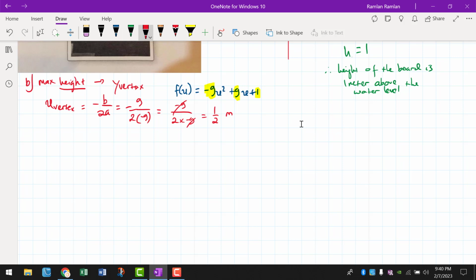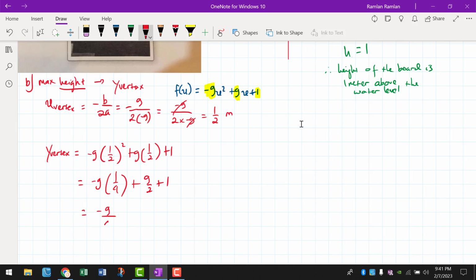Yeah, so what you're looking for is the y vertex. That means you need to plug that 1 over 2 into this equation, right? There will be minus 9 times 1 over 2 squared, plus 9 times 1 over 2, plus 1, and that will be equal to minus 9 times 1 over 4, plus 9 over 2, plus 1. You can multiply that, and that would be minus 9 over 4 plus 9 over 2, plus 1.